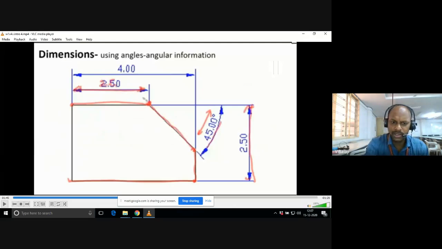Now you can find here one angle, there is a cut. There is a chamfer in the object, so that angle is mentioned as 45 degrees. How to mention that angle on the drawing sheet? You draw one simple freehand arc and put two triangular arrow marks at either end. That is sufficient to mention the angle.